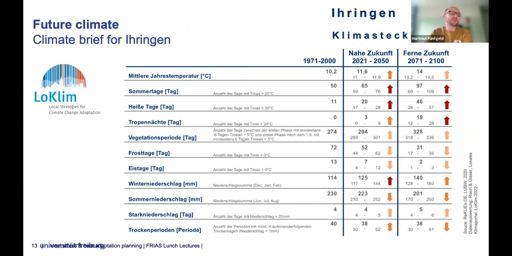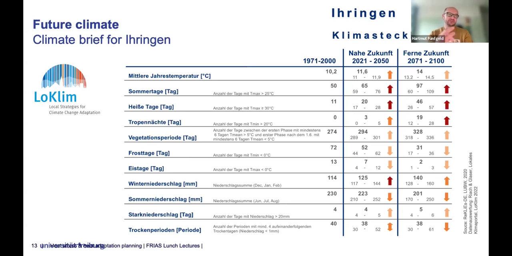But when you look into the future, and again, it's in German, summer days and hot days, Sommertage and heiße Tage, are projected to increase quite substantially from currently between 50 and 65 summer days above 25 degrees to 97. So that's dramatic. But also hot days above 30 degrees from currently 11 to 20 roughly to around 46, or a doubling at the end of the century.